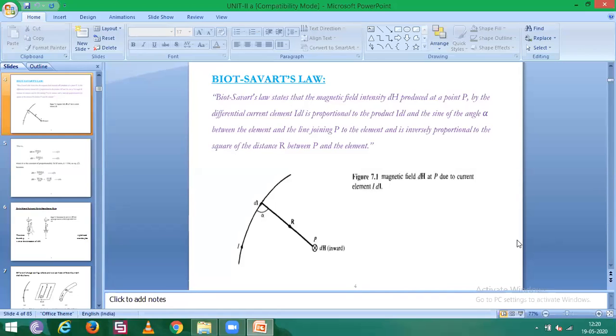So that law states that the magnetic field intensity dH, that is the infinitesimal magnetic field intensity dH, produced at a distant point P by a current element.